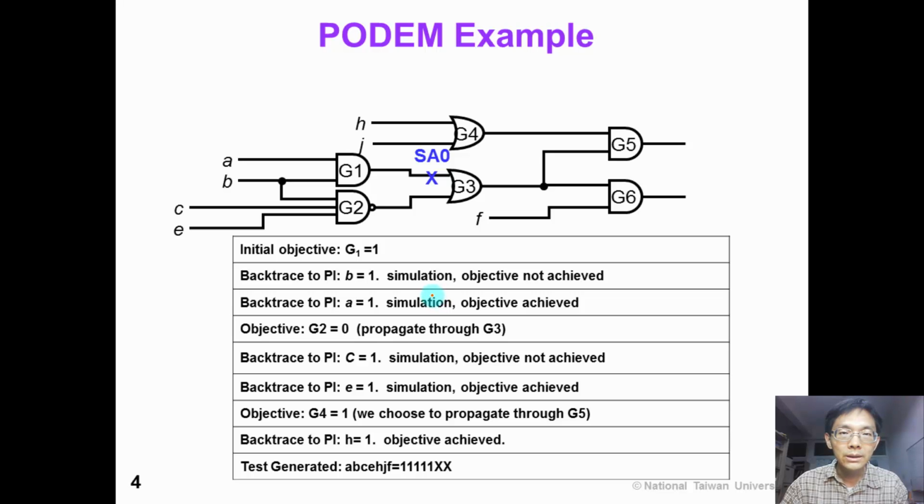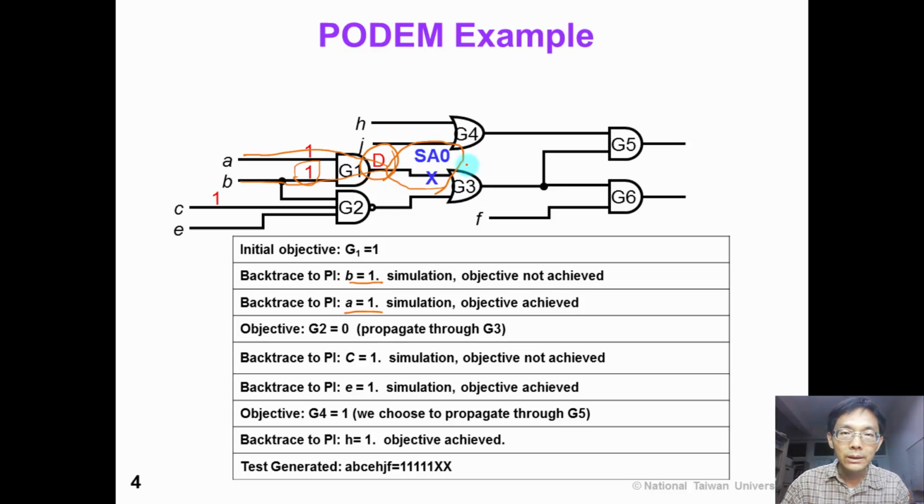Let's see an example first. Given this circuit, consider this stuck-at-0 fault at gate G1 output. If we want a logic 1 at gate G1 output, we can backtrace to input B and we assign the 1 here. However, we still cannot achieve our objective, so we backtrace again to input A and we assign A to 1. In this way, we generate a D at the gate G1 output.